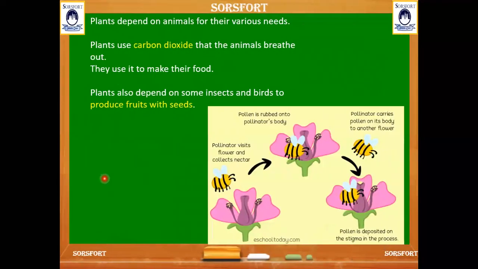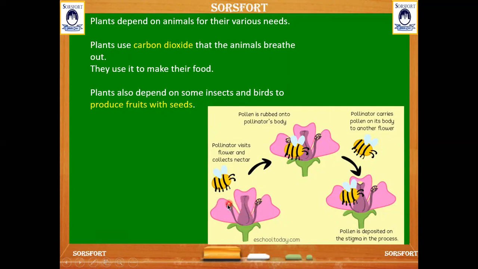And how does the plant depend on animals? Plants depend on animals for various needs. Plants need carbon dioxide to prepare their food. Where does the plant get carbon dioxide? It is in the air, released by human beings. Human beings take in oxygen and release carbon dioxide, and that carbon dioxide is used by plants to make food. Plants also depend on small insects and birds to produce fruits with seeds.